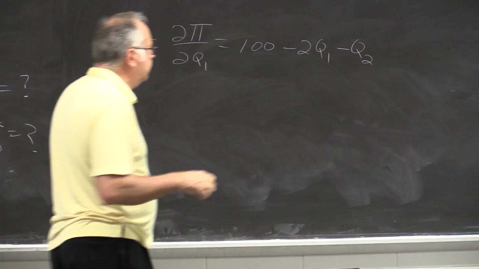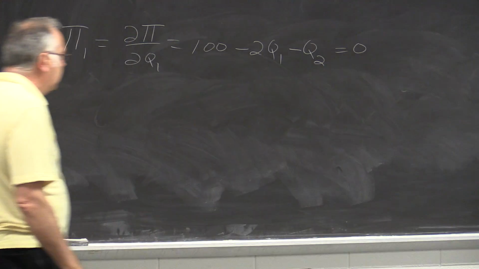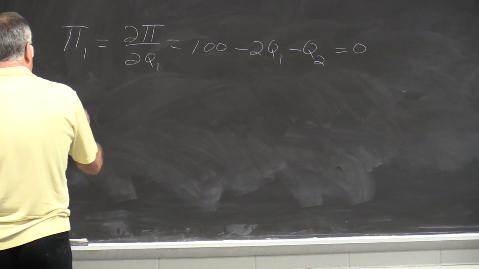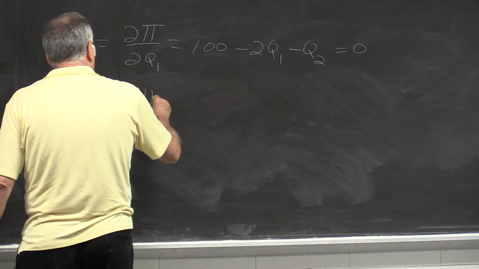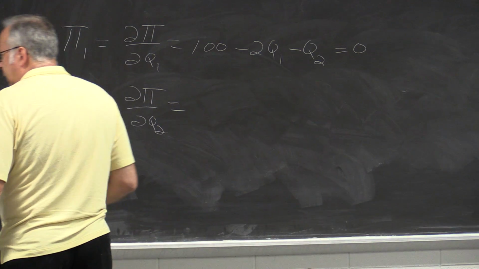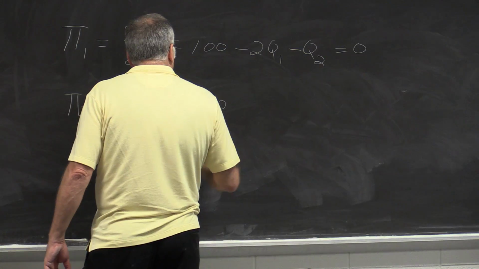Set it equals 0. That's good. Anything else? Yeah, or you want to solve for pi sub 2, right? Right, exactly, yes. Because there are two variables here, two partial derivatives. So pi 2, which by definition is partial pi partial q2, which will equal what? P minus 2q2 minus q1.